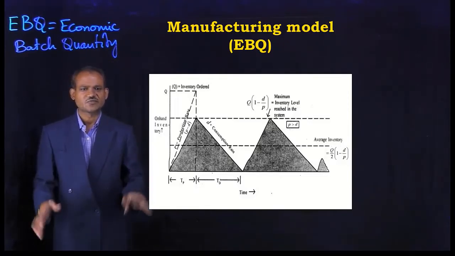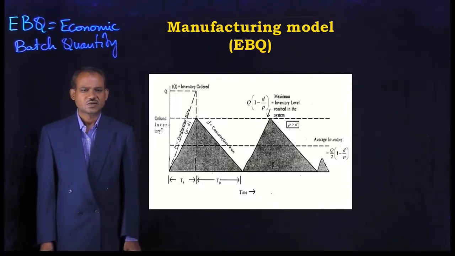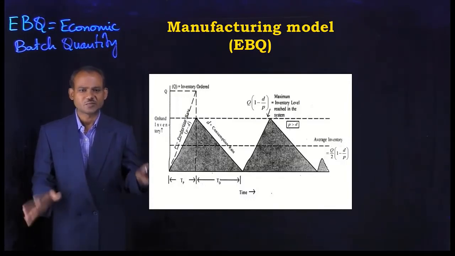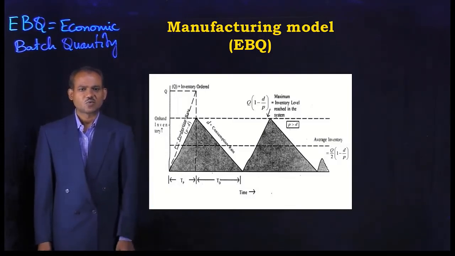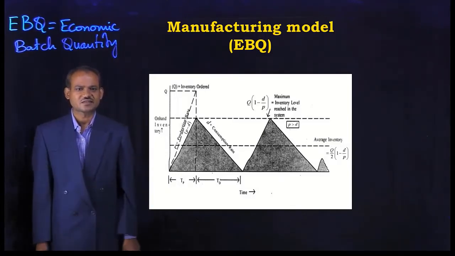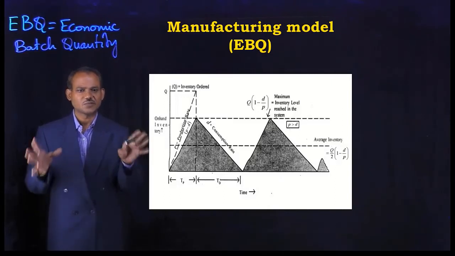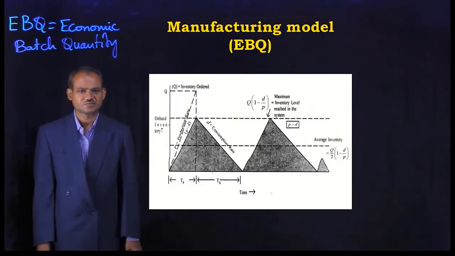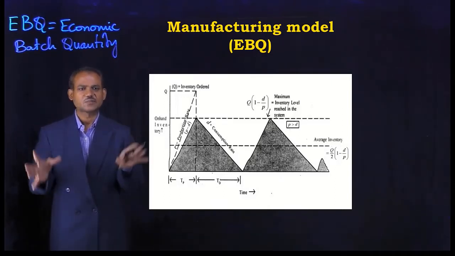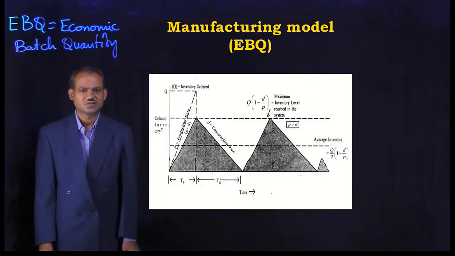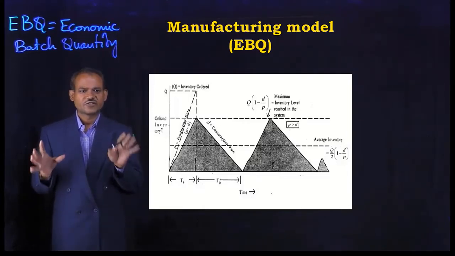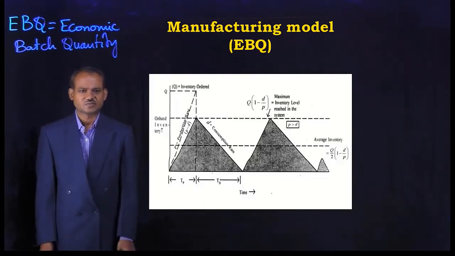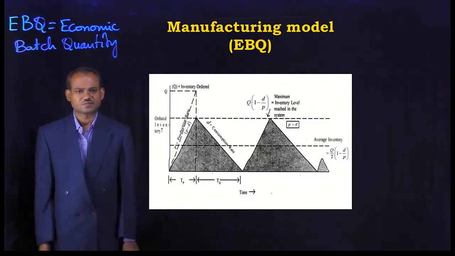So this type of production is also known as intermittent production. Most of the large scale organizations follow this type of batch production. By using batch production, we can produce different varieties of products but limited in number.